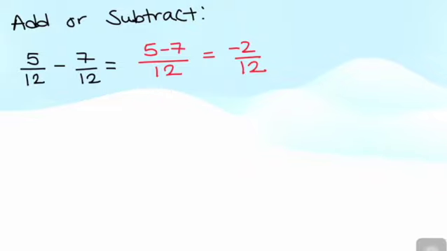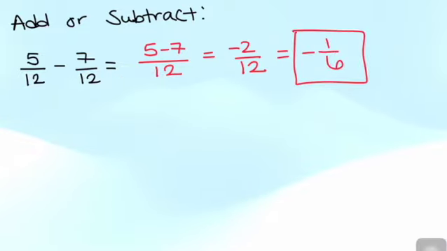So negative 2 over 12. And then I'm going to reduce this fraction. 2 and 12 are both divisible by 2. And so this becomes negative 1/6. I am going to put the negative in front of the fraction. If you have a negative on either the numerator or the denominator, you can just put that in front. It goes back to that idea that if you take a negative divided by a positive, you get a negative.